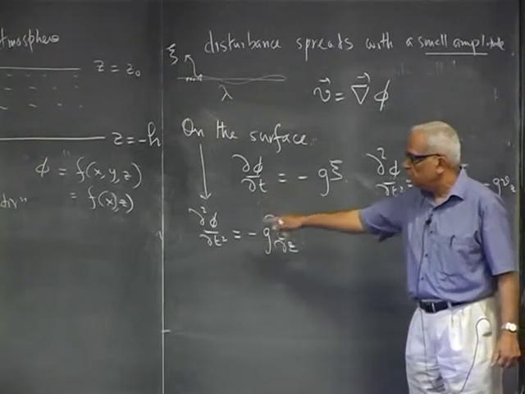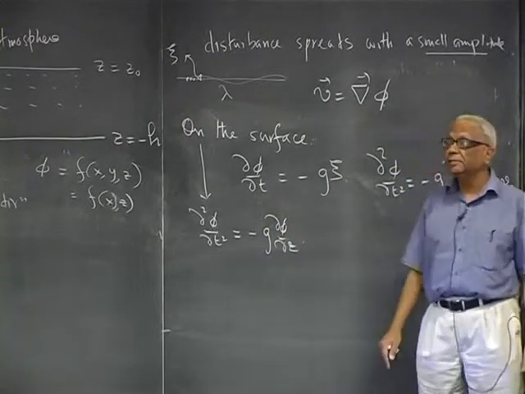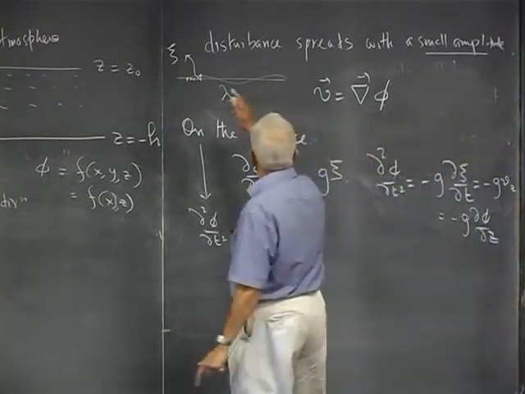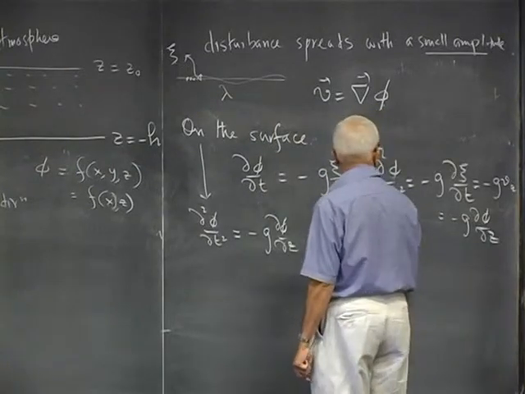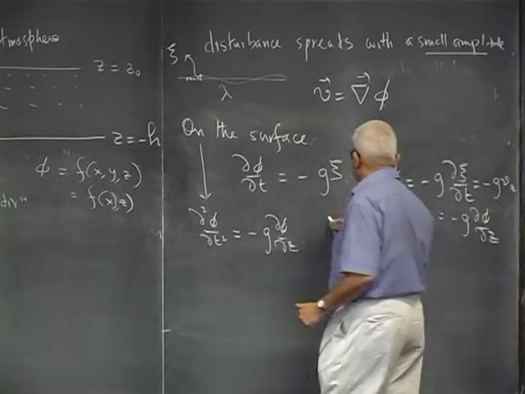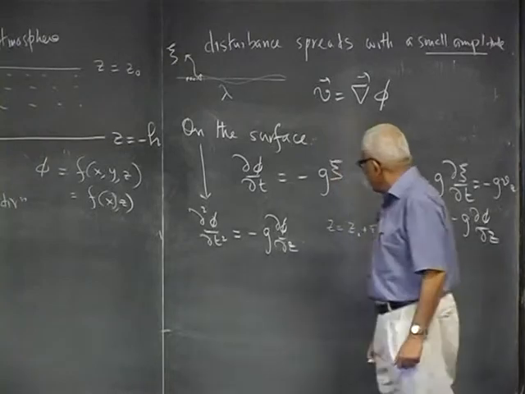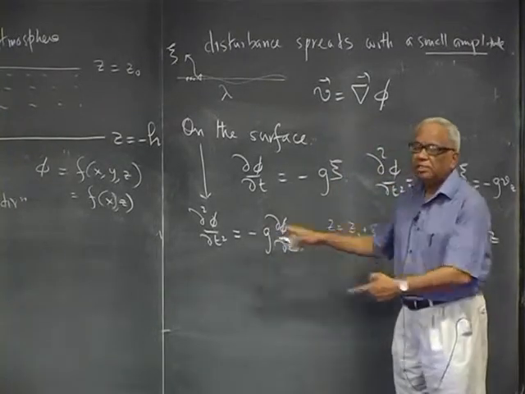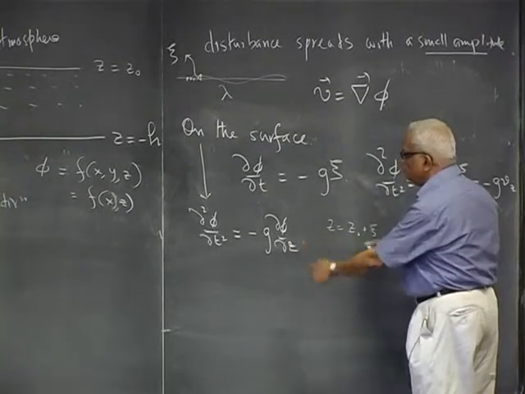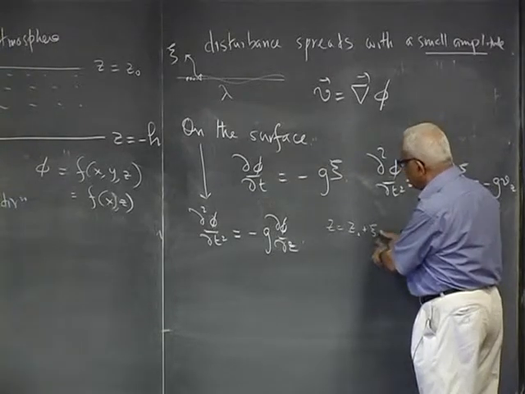On the surface, del 2 phi del t square is minus g del phi del z. Where is the surface? The surface is at z equal to z0 plus xi. But this is already an equation which involves small quantities. So when I want to enforce this boundary condition, I can set xi equal to 0 to begin with.